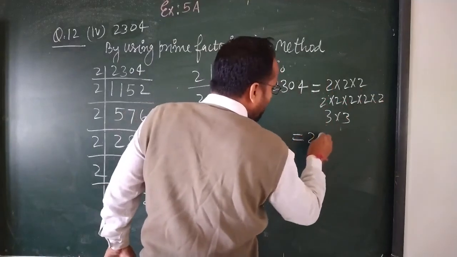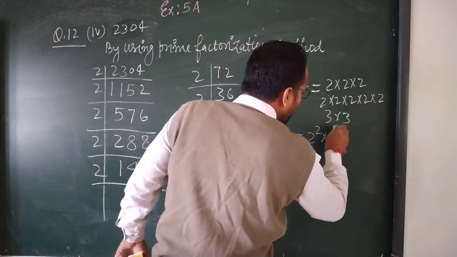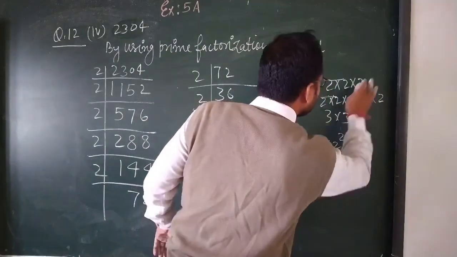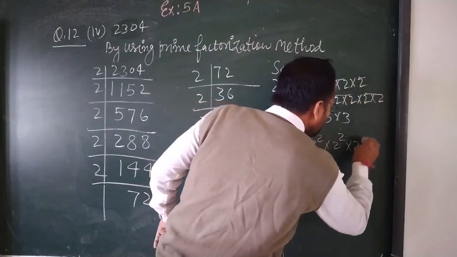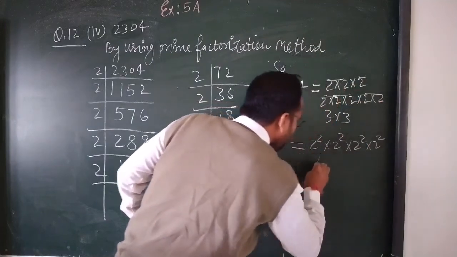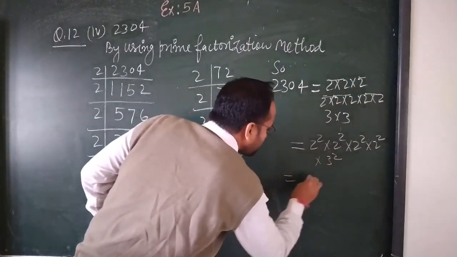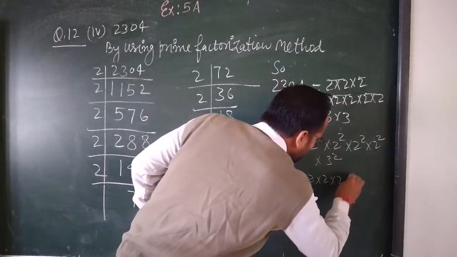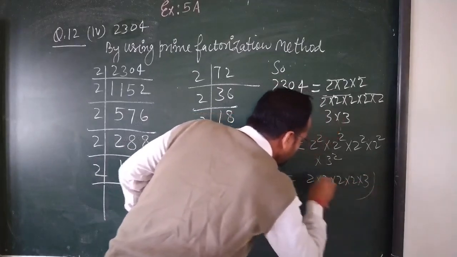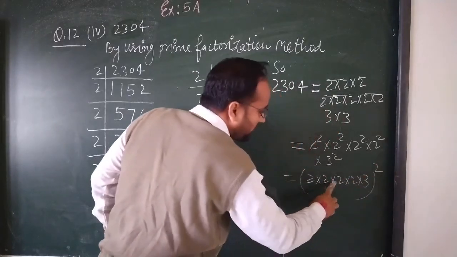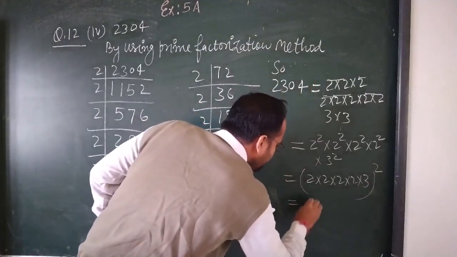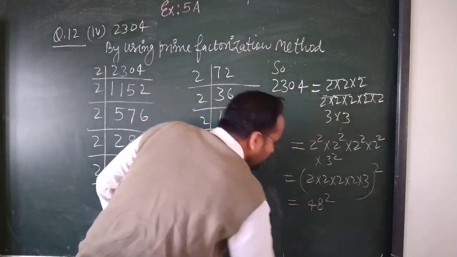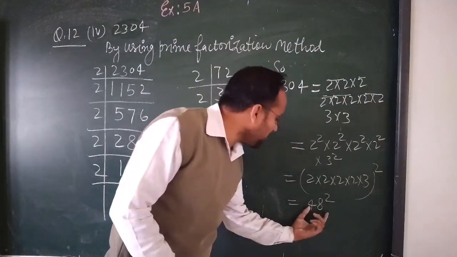Then you will write it in the form of squares. 2 to the power 2 into 2 to the power 2 multiplied by 3 to the power 2. So 2 into 2 into 2 into 2 into 3 to the power 2. 2 to the 4, 4 to the 8, 8 to the 16, 16 times 3 is 48 to the power 2. So it is also in the form of a square only, students.